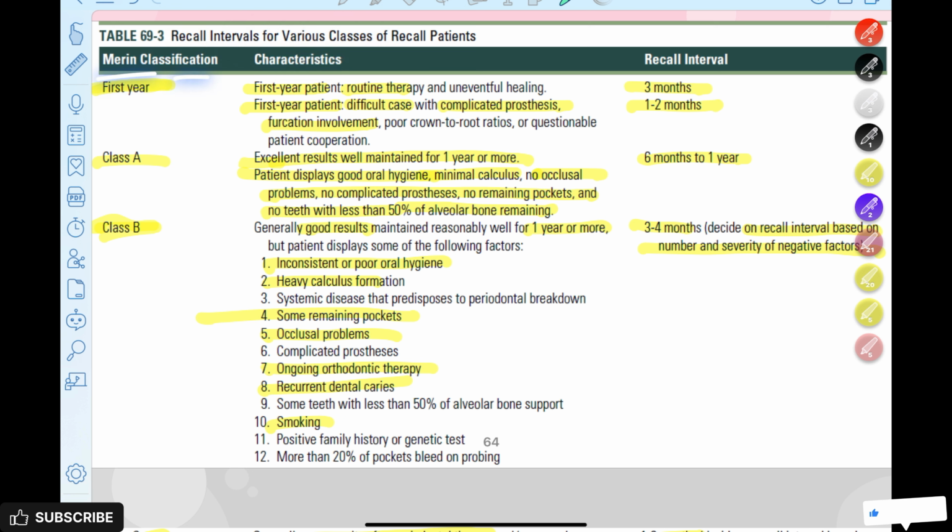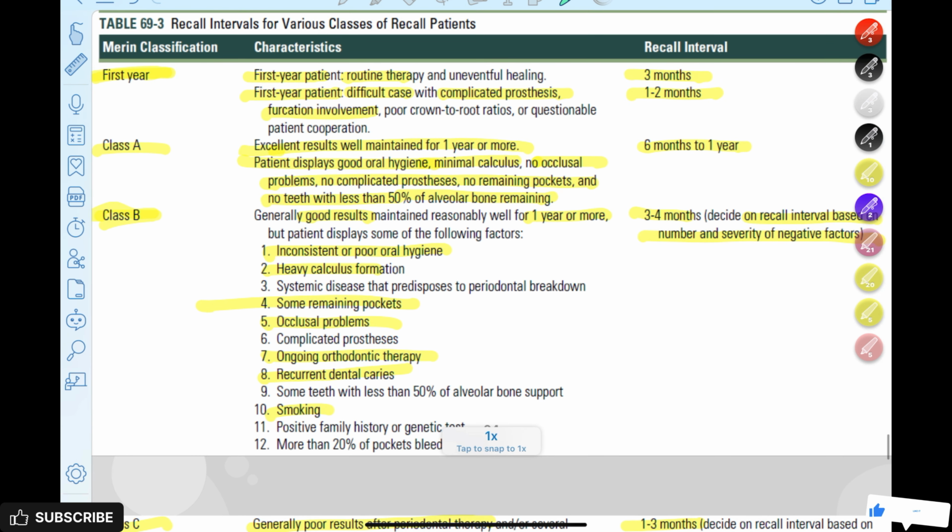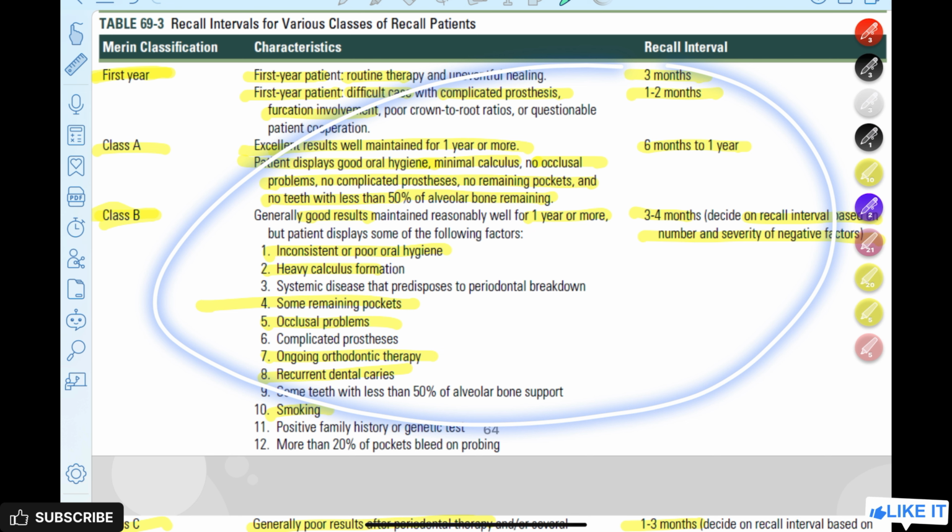The Marin classification: first year, class A, class B and class C. Just read all these recall intervals for 3 months, 1 to 2 months. Just read this, go through this.